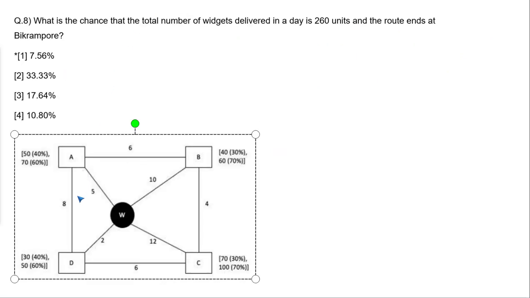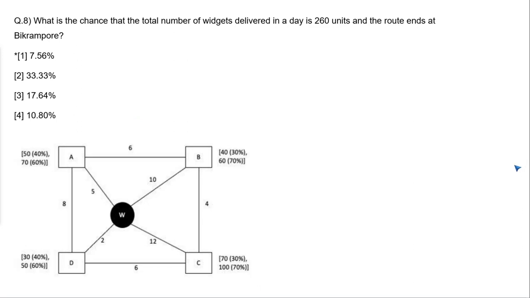What is the chance that the total number of widgets delivered in a day is 260 and the route ends at location B? So now this question is related with probability. Let's have a look at it. The total requirement at location A is going to be 50 or 70. Location B is going to be 40 or 60. Location C is going to be 70 or 100. And location D is going to be 30 or 50.